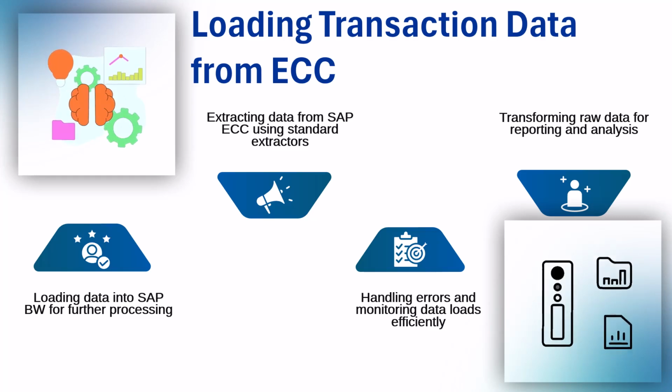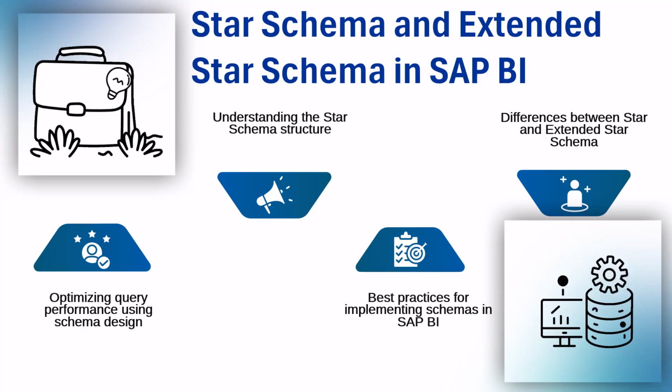All right, folks, let's talk about getting transaction data from ECC. First, we use standard extractors. Think of them as magic vacuums sucking in the right data. Then, we clean it up because no one likes messy data. Next, we send it to SAP BW, where it gets its makeover for deeper analysis. And of course, we need to keep an eye on errors because, well, data has a way of being dramatic sometimes.